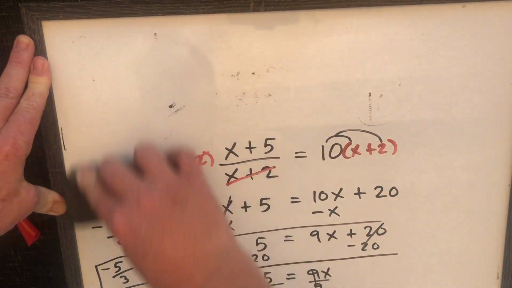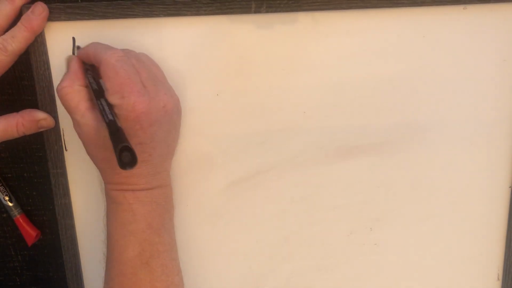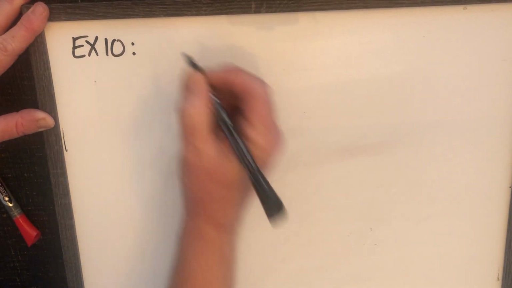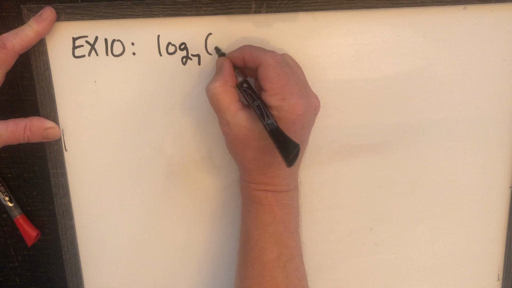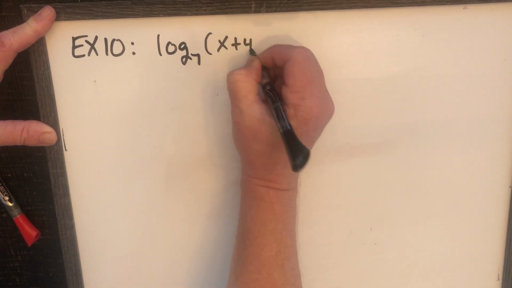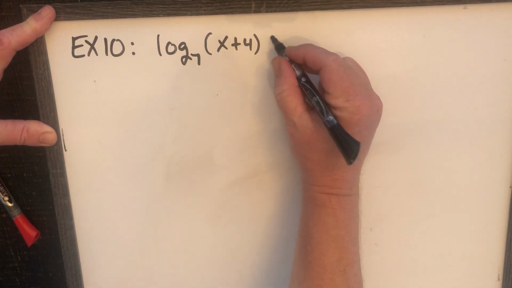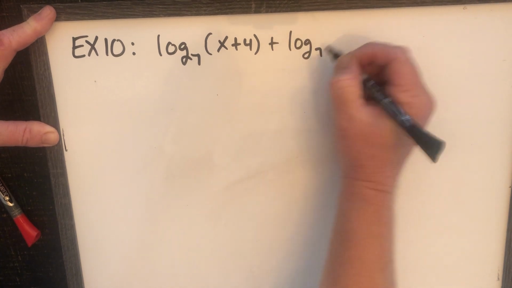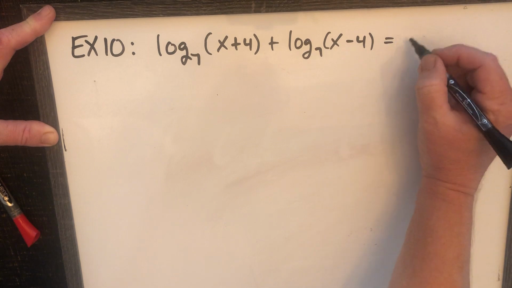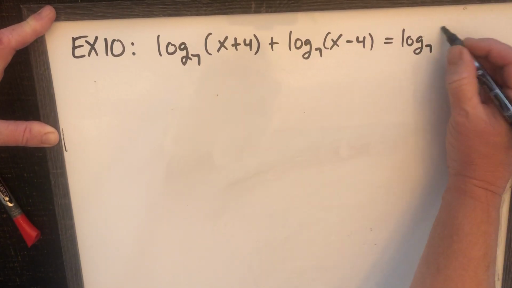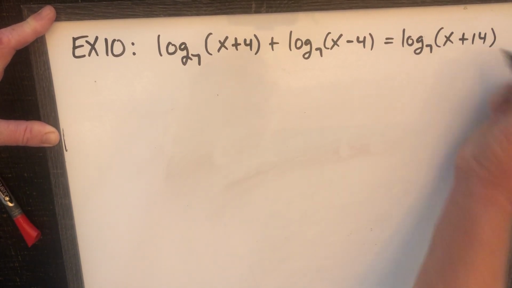Okay, we got one more example. 4.5, last example. Log base 7 of x plus 4 plus log base 7 of x minus 4 is equal to log base 7 of x plus 14.